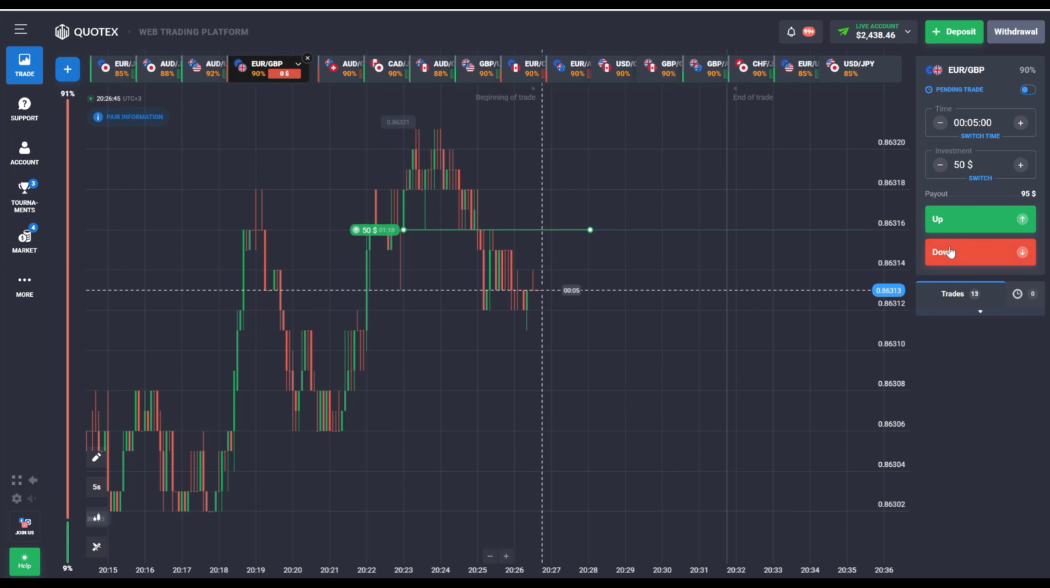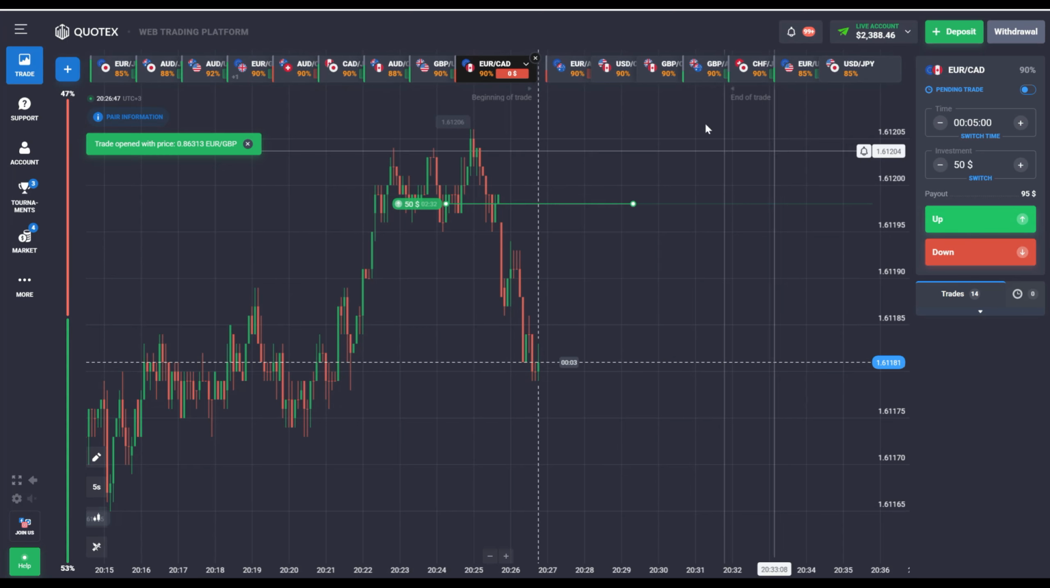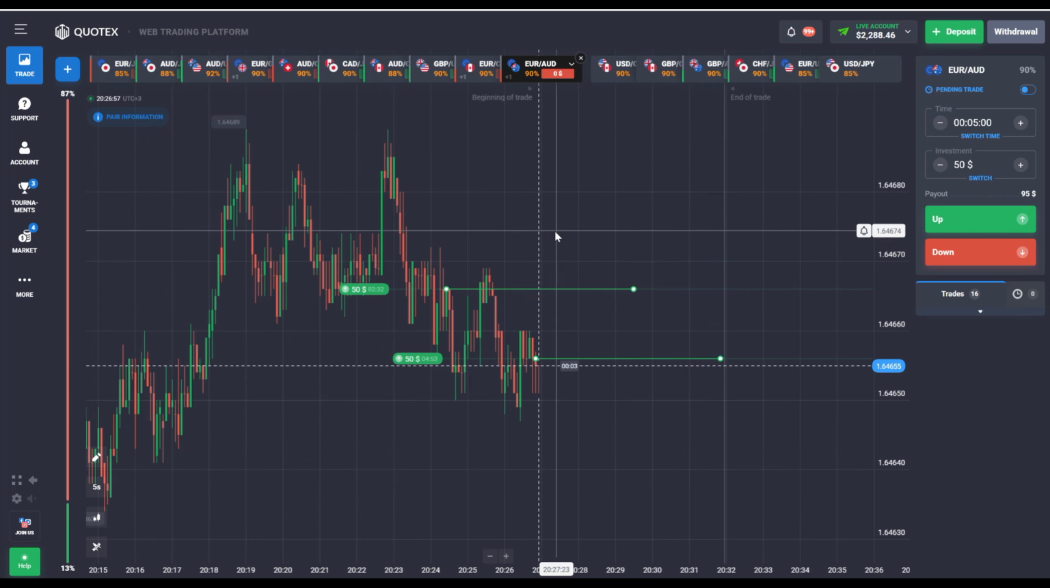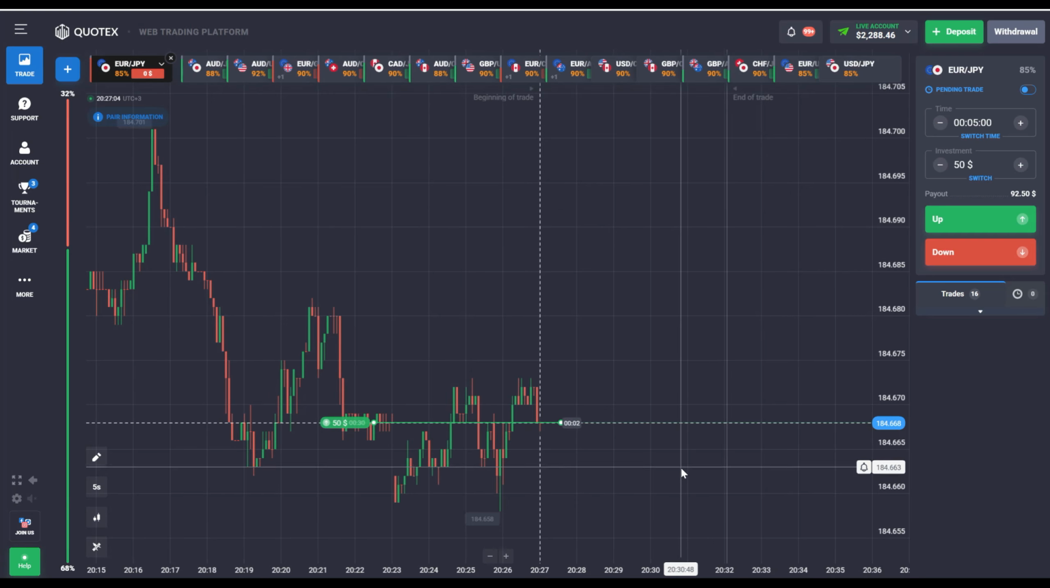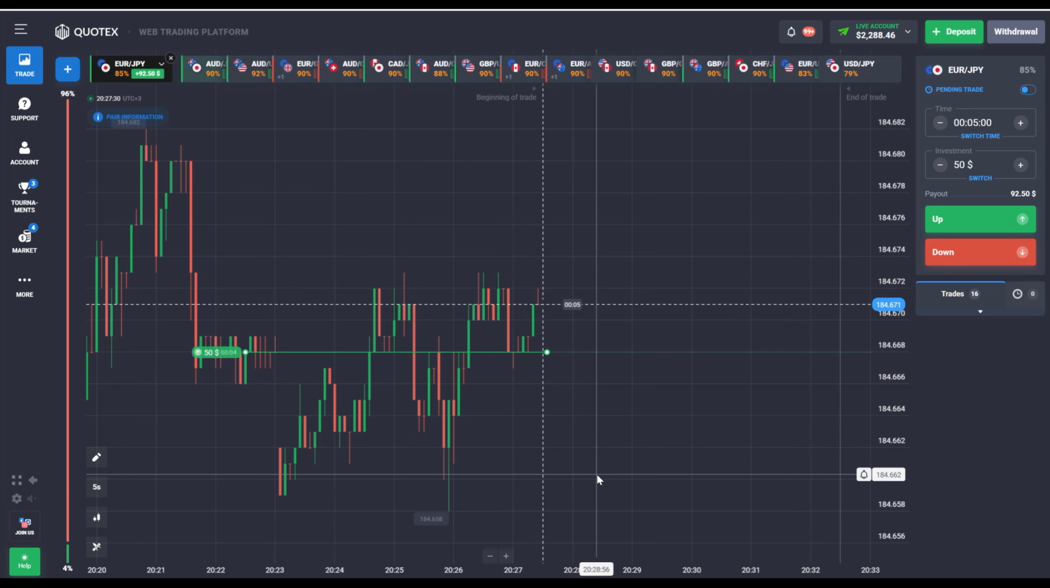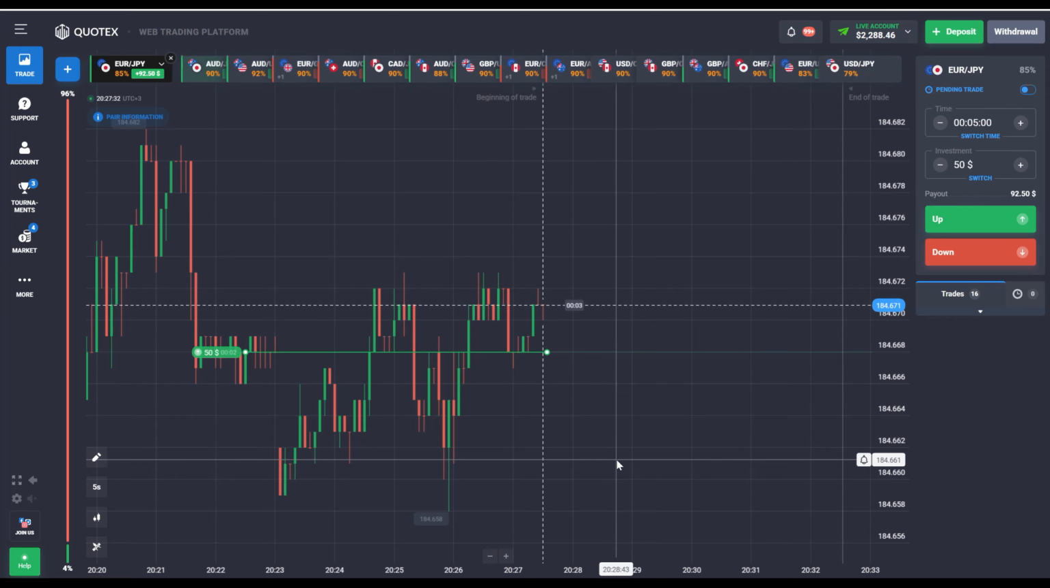I'll duplicate the trades on Euro British pound, Euro Canadian dollar, and Euro Australian dollar. The price has dropped quite a bit here, so we can try anyway. Euro yen, 4 seconds left. It looks like this trade should be profitable.